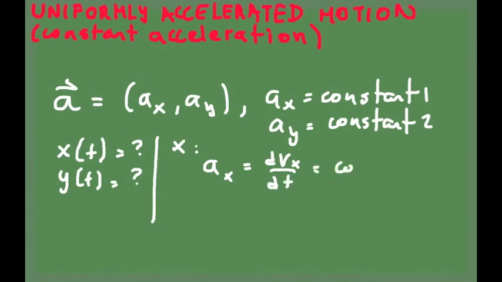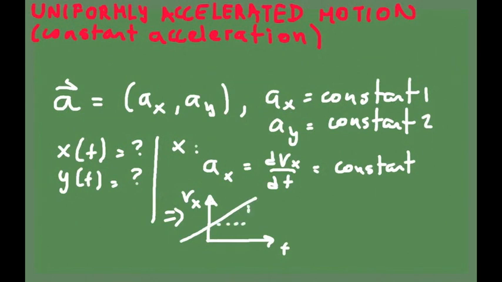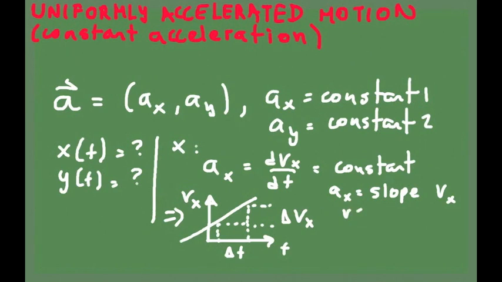So let's start with the x coordinate. We know that the acceleration is constant, and it is equal to dvx/dt. So from that, we know that the x component of the velocity as a function of time is a straight line. And if you wanted to find the slope, that means the acceleration in the x direction, you can just take any 2 points on that straight line, calculate the delta v divided by the delta t, the difference in time between those 2 points, and that will give you the acceleration.